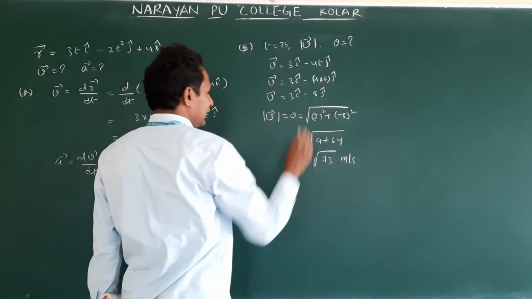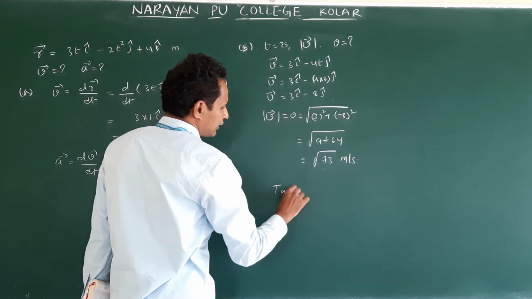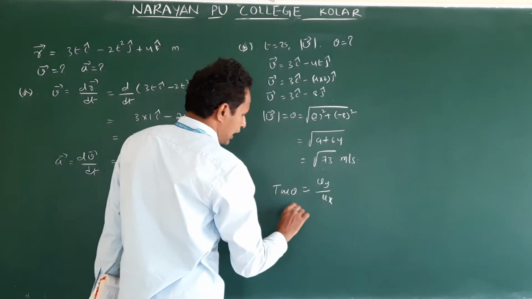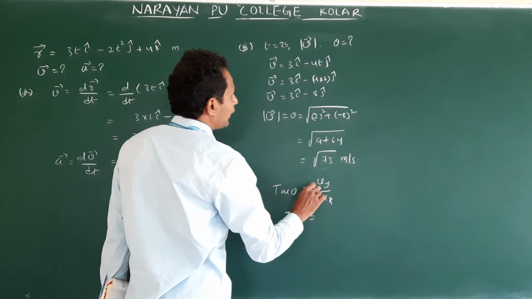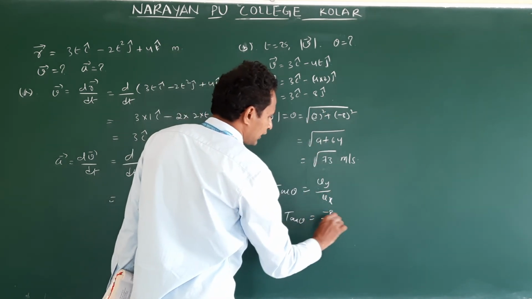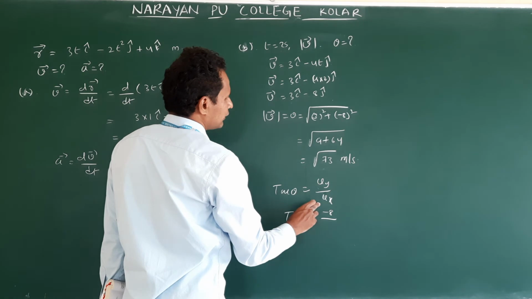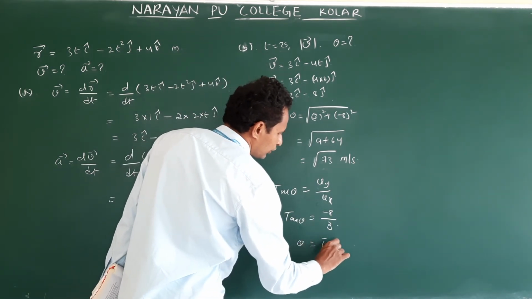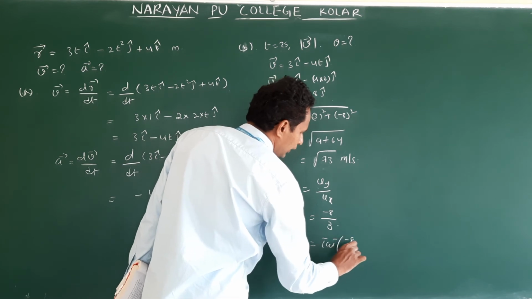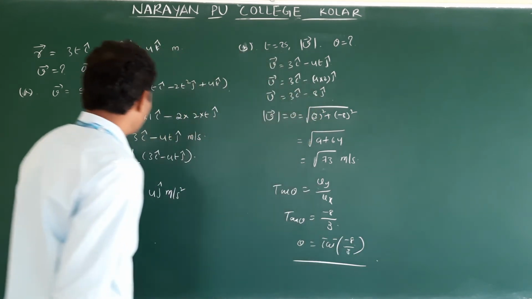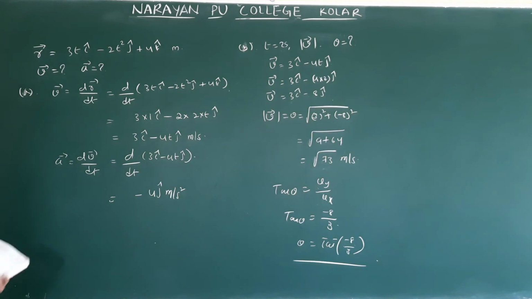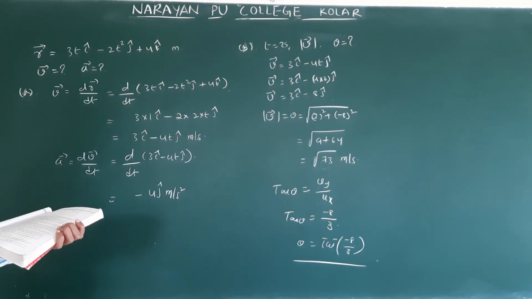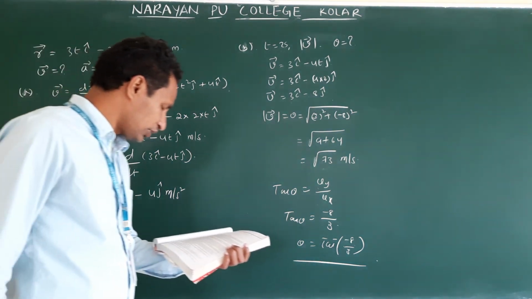Next they are asking theta. What is the theta formula? Tan theta is equal to Vy by Vx. So tan theta is equal to, what is the Vy value? Minus 8. And what is the Vx value? 3. Then theta is equal to tan inverse of minus 8 by 3. This is the velocity direction after 2 seconds. Next, last question.